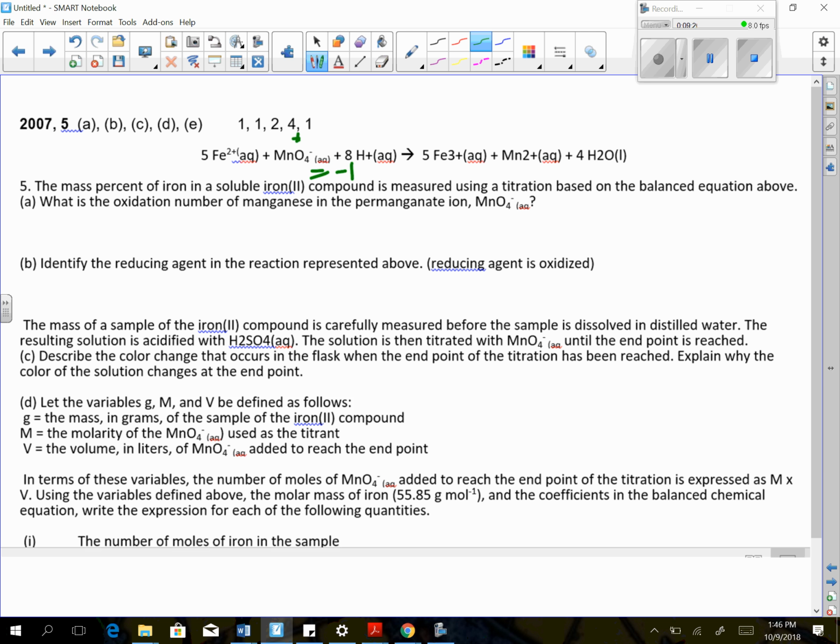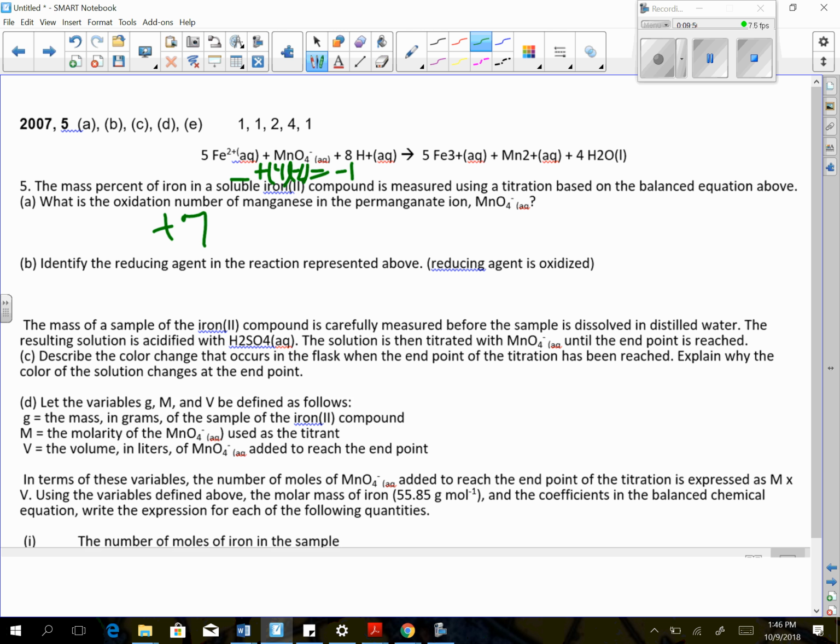Yeah, it must be a -2. And we have 4 of them. So 4 times -2 gives us a -8. And so the manganese will have an oxidation number that when we add it to this -8, it will equal -1. So the manganese must be what? +7. Okay. And that was worth a point. That is all you need to write.